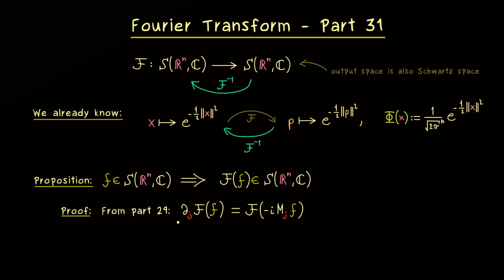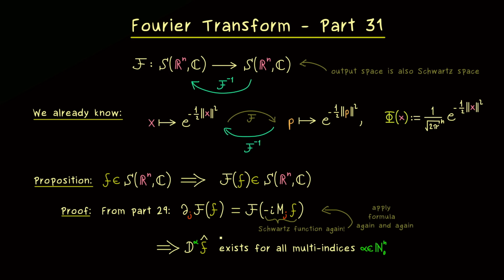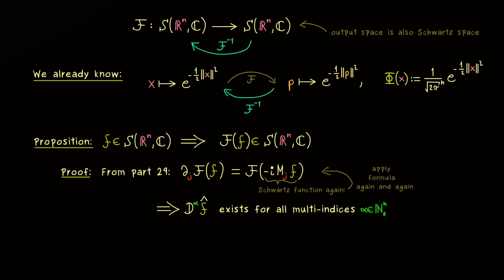More precisely, a partial derivative del j can be pushed into the Fourier transform and becomes a multiplication operator. And there it's quite obvious that multiplying a Schwarz function with a polynomial gives us a Schwarz function again. This means that we can easily apply a partial derivative to the result and apply the formula again. In other words, no matter how high the order of the partial derivative is, it always exists. So the short way to write this is that d alpha of f hat exists for all multi-indices alpha. Therefore, we immediately get that the Fourier transform of f is a C infinity function.